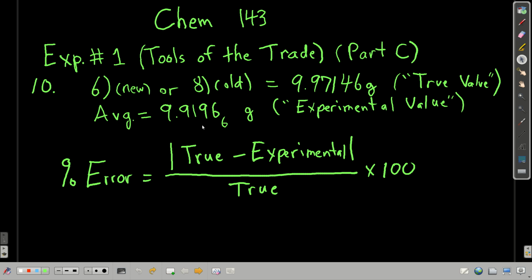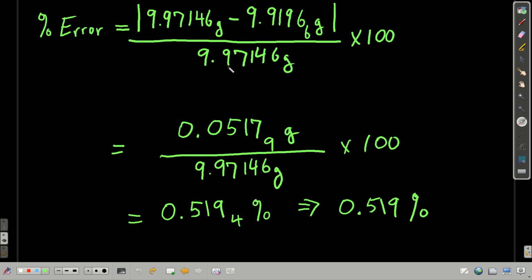The average, remember we calculated this in the last video, was 9.91966 grams. Notice I'm not using the rounded number. I'm still keeping at least my first insignificant figure. Well, the formula for percent error is the absolute value. Notice the bars here. That means make it positive no matter what. Of the true value, this number right here, minus the experimental, which is what we calculated, divided by the true, which is this also, times 100. So plugging our numbers in, looks like this.